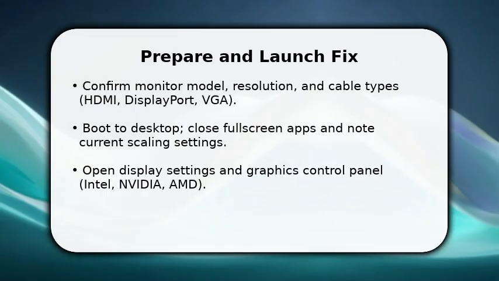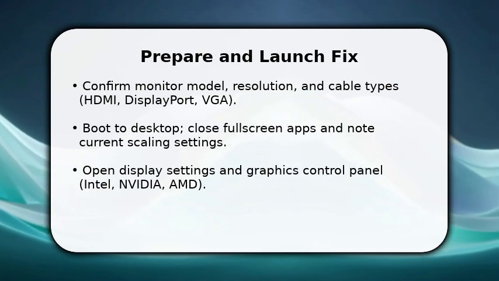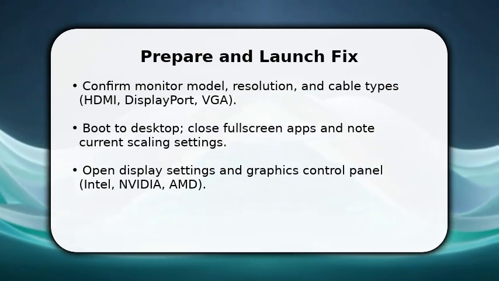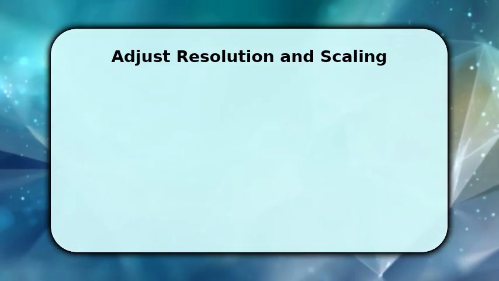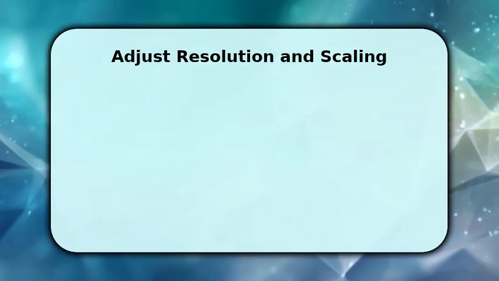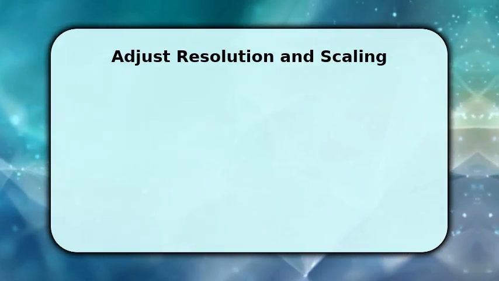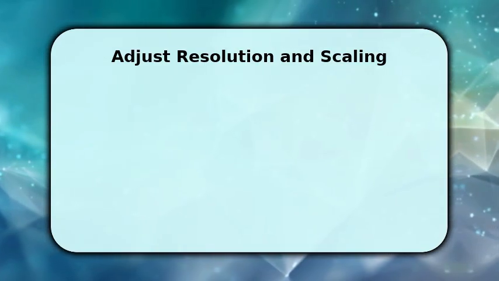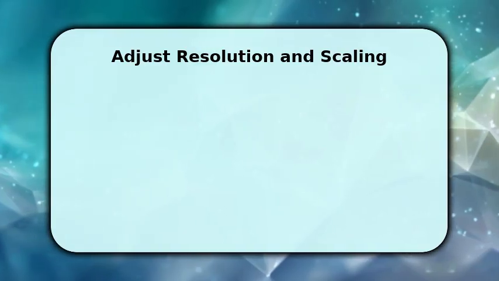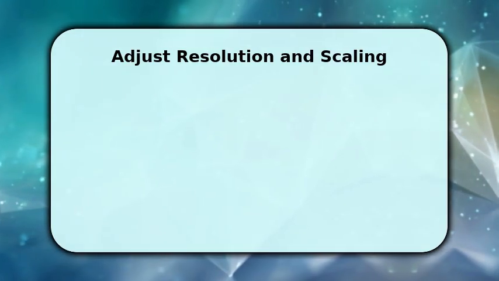These steps let you change resolution and scaling accurately, and they set the stage for precise adjustments rather than trial and error. Next, set the display to its native resolution in system settings. If the correct option is missing, update or reinstall the GPU driver and reboot. After that, adjust scaling to 100% or the monitor's native scaling so UI elements fill the screen correctly.